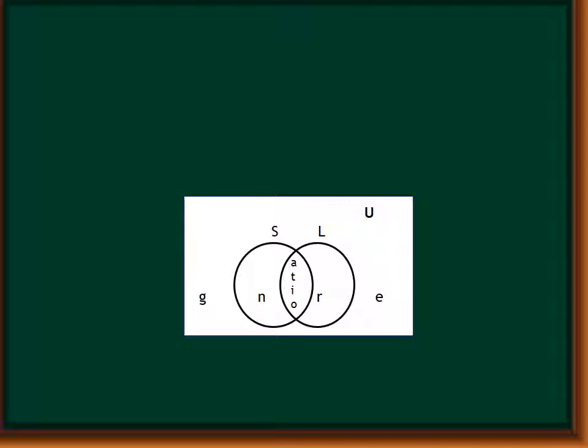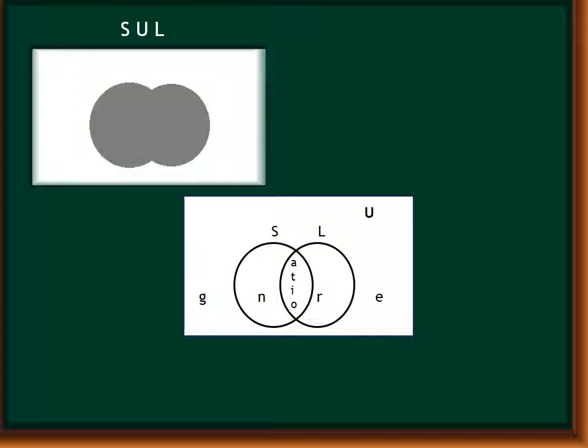Now let us illustrate our answer using a Venn diagram. So the first Venn diagram being shown is our original Venn diagram for the given data, and the next Venn diagram is the union of our set S and set L. So the shaded part there are the combination of our two sets. So that is S union L.